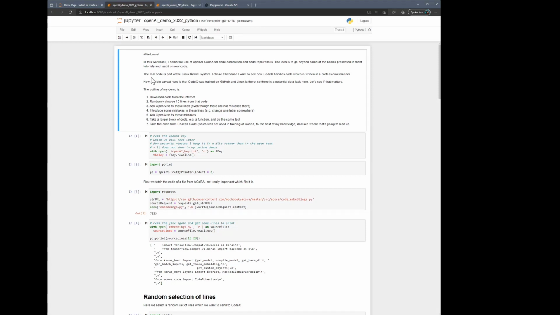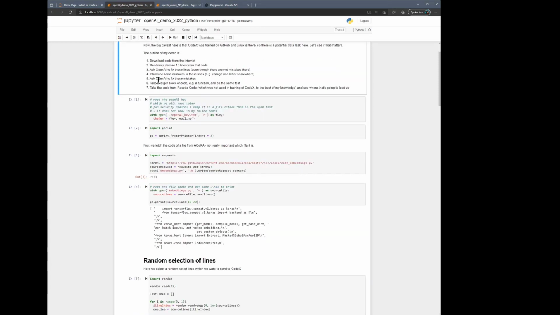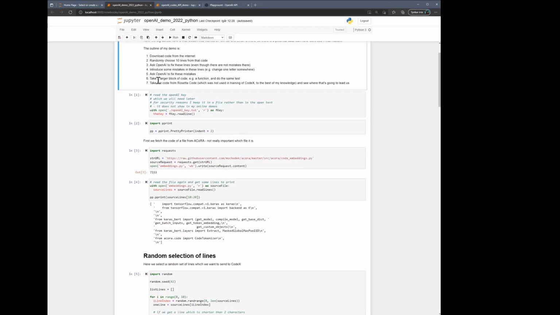Now I've used the code that I added to GitHub just a few days ago, so I'm pretty sure that OpenAI doesn't know this code yet. What I did in this simple experiment is take a Python file that contains about 7,000 lines of code, randomly pick 10 lines from that file, do some modifications, seed some errors, and ask OpenAI, the Codex, to fix those errors for me.